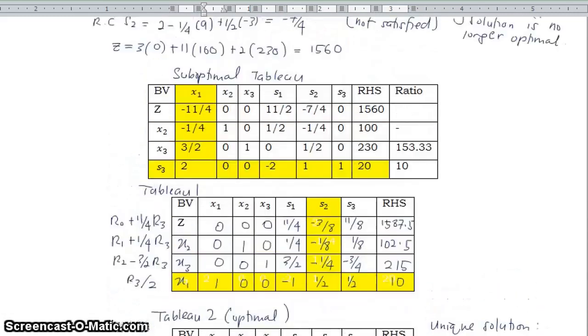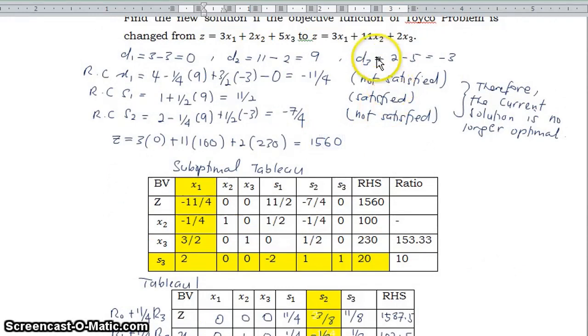This is the new solution when Toyco made some changes to the revenue of their products. Where Toyco increased the revenue of toy truck from 2 ringgit to 11 ringgit and decreased the revenue of toy car from 5 ringgit to 2 ringgit.